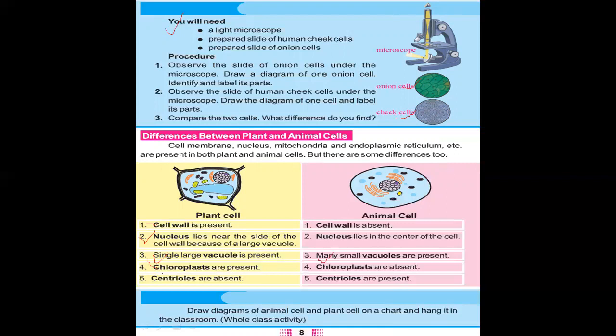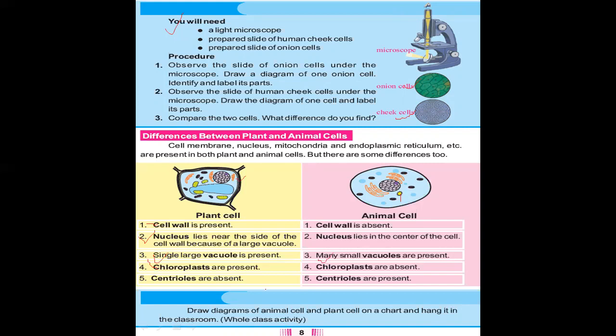In plant cells, a single large vacuole is present, but in animal cells, many small vacuoles are present. Number 4, chloroplasts are present in plants to give them green color and to carry out photosynthesis, but they are absent in animal cells. The last but not the least, centrioles. Centrioles are absent in plant cells, but they are present, like this one, in animal cells.